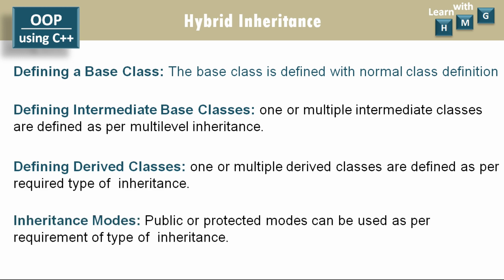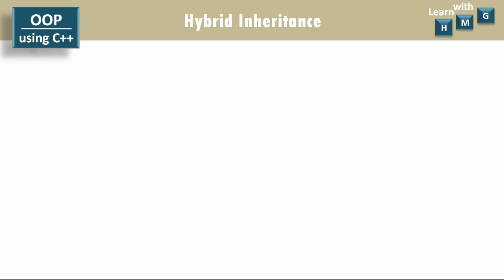Then there are the various modes that we studied in the previous video, that is private mode, public mode and protected mode. Generally the private mode is not recommended. Instead, public or protected modes can be used as per the requirement of the type of inheritance. Any class can be derived publicly or protectedly from its base class. In this way you have to follow these guidelines whenever you are defining various classes in hybrid inheritance.